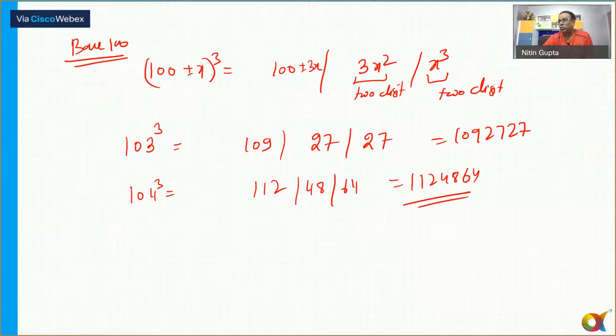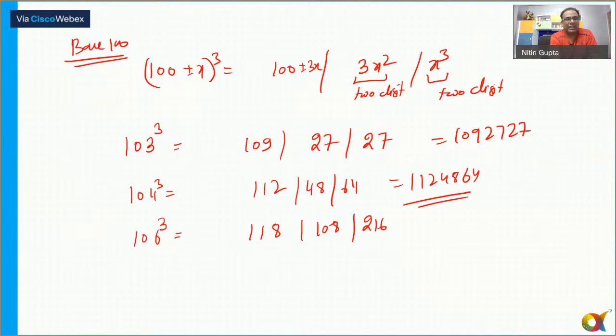Now, similarly, if I need to find out the cube of a number like 106, the same logic applies here. 6 cube is 216. The middle part will be 6 squared, 36, and 36 into 3 is 108. And 6 3s are 18, so 118. But like I told you, the middle part and the last part should always be 2-digit numbers, which is important.